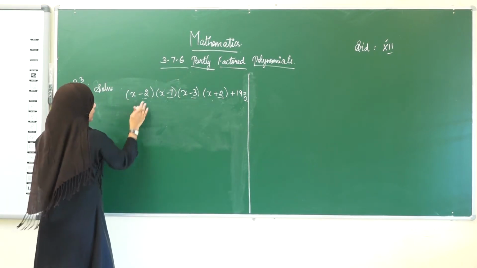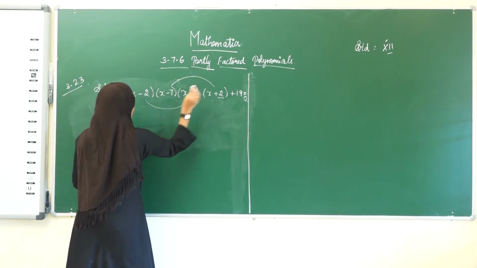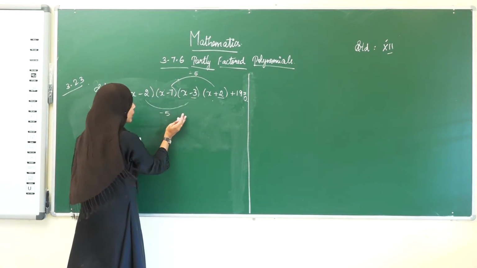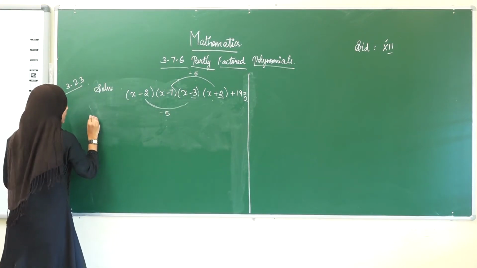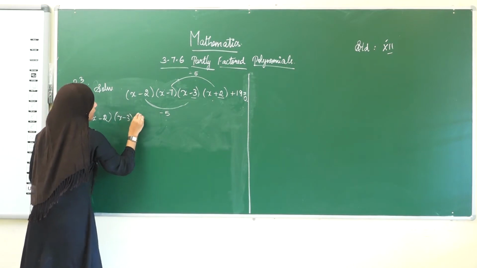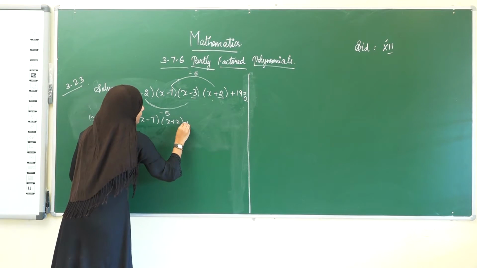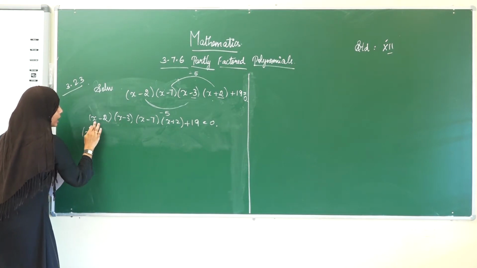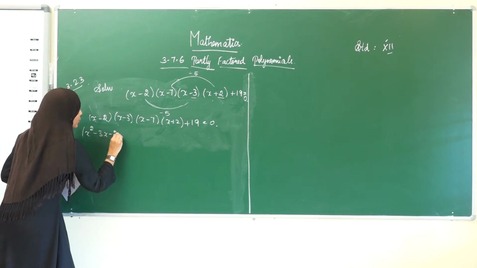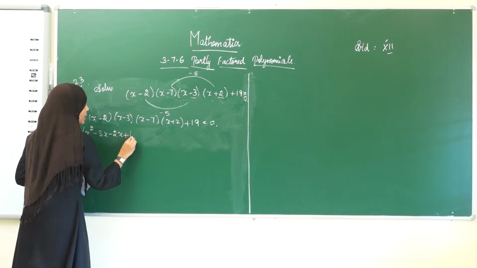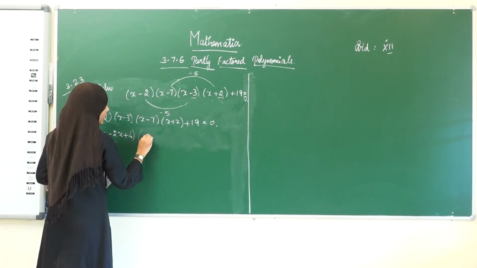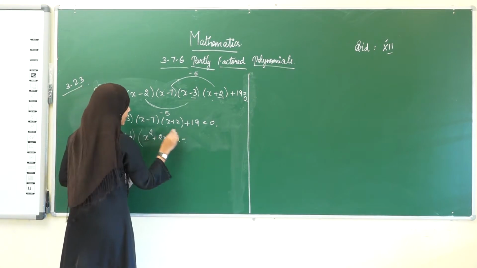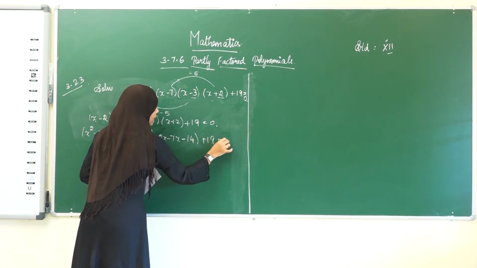Then see here, this term and this term, this term and this term. Minus 2 and minus 3 is minus 5, and minus 7 plus 2 is minus 5. So minus 5 and minus 5, we got the same value. Therefore, we are going to pair these 2 and these 2. So we rewrite it as (x − 2)(x − 3)(x − 7)(x + 2) + 19 = 0. We multiply these 2 terms. x into x is x², x into minus 3 is minus 3x, minus 2 into x is minus 2x, minus 2 into minus 3 is plus 6. For the other 2 terms, x into x is x², x into plus 2 is plus 2x, minus 7 into x is minus 7x, minus 7 into plus 2 is minus 14, plus 19 equal to 0.